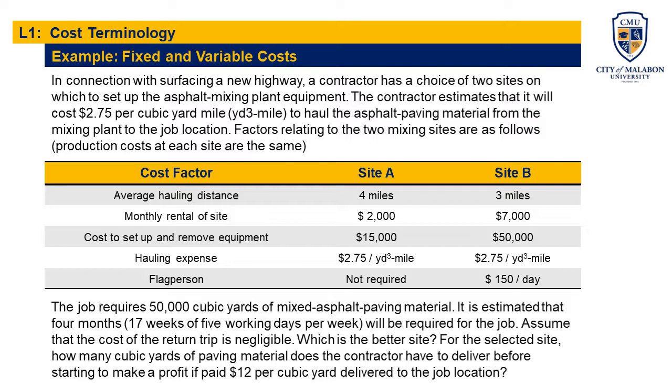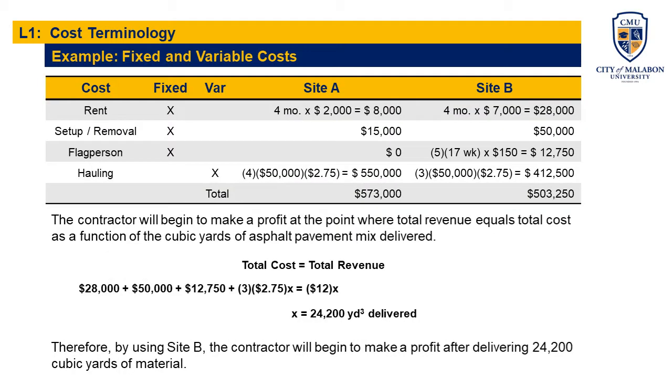So let's begin comparing the costs. In differentiating or comparing the cost factors for this problem, I have this table as shown to determine if the cost is fixed or if it's variable. Okay. So for the rent, we are sure that the rent is a fixed cost.